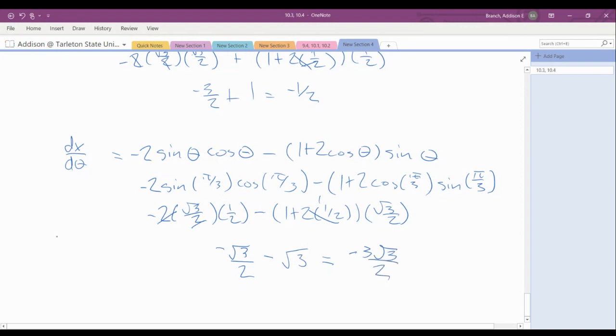So now we can just do our dy d theta over dx d theta to get us negative 1/2 over negative 3 square root of 3 over 2. These negatives will cancel, these over 2's will cancel, so we get 1 over 3 square root of 3, and we are done.